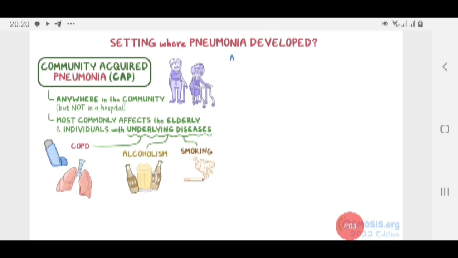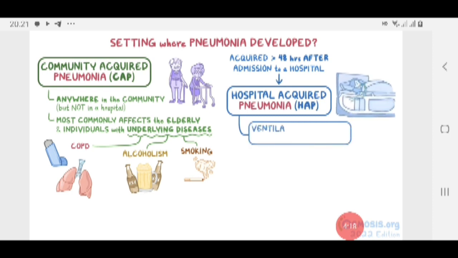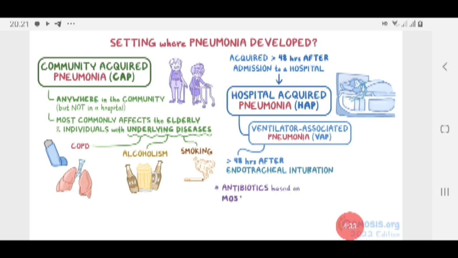If the pneumonia was acquired more than 48 hours after admission to the hospital, it's called hospital-acquired pneumonia, or HAP. Finally, a subgroup of HAP called ventilator-associated pneumonia, or VAP, refers to pneumonia that was acquired more than 48 hours after endotracheal intubation. In the majority of cases, antibiotics are selected based on the most likely pathogens in a given situation, and this is called empiric coverage.